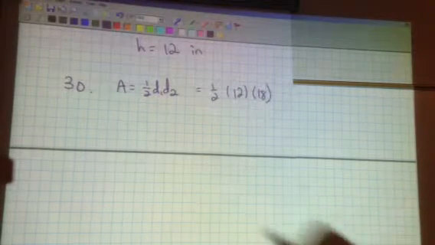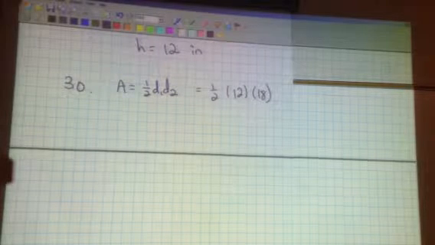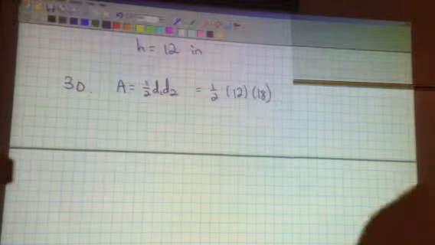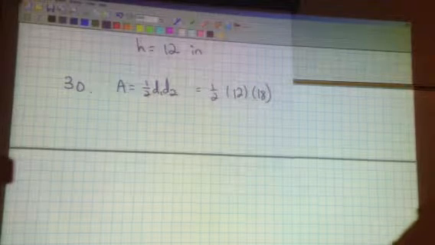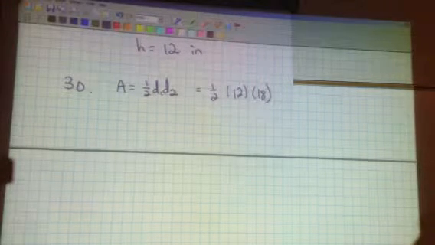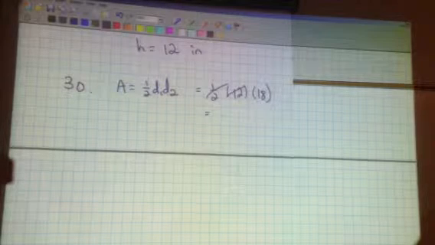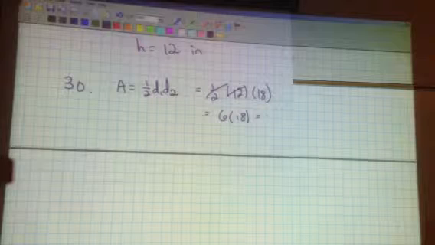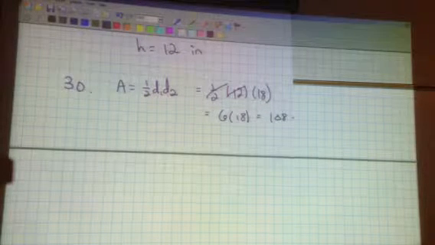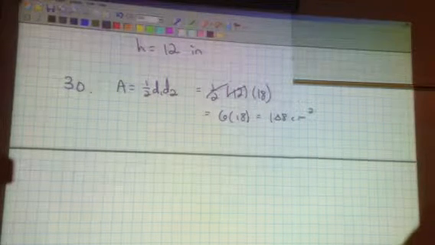And we can do this because it really falls under a kite also, I think. 1/2 of 12 is 6 times 18. And we are going to go ahead and get 108 centimeters squared.